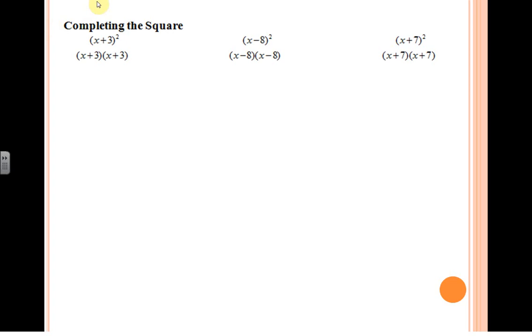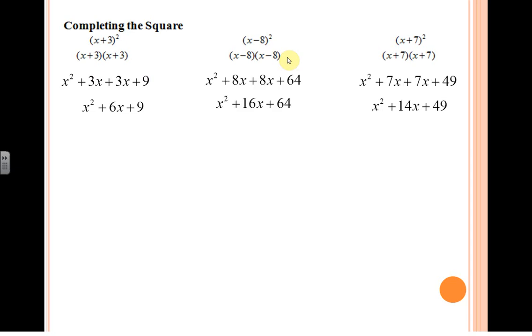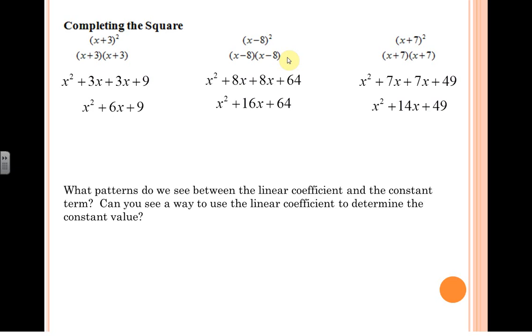So if we were to look at this squared binomial, or this one, any of the three, that really means that times itself. So x plus 3 times x plus 3, x minus 8 times x minus 8, etc. If you were to double distribute that out or FOIL it or whatever, however you learned it, you would end up with this. Okay, so same thing over here, same thing over here. This is what you're going to end up with. What patterns do we see now?